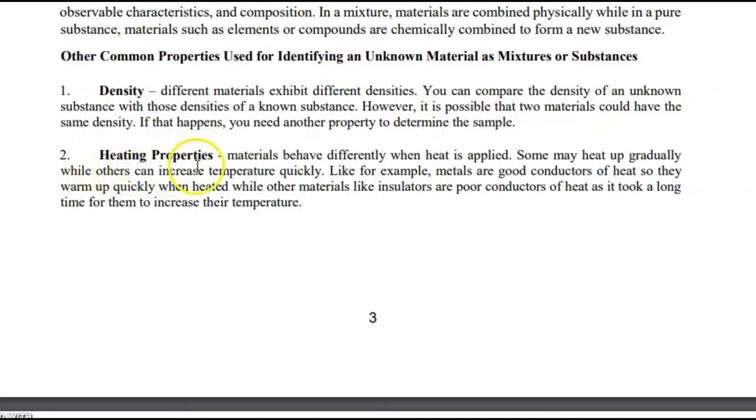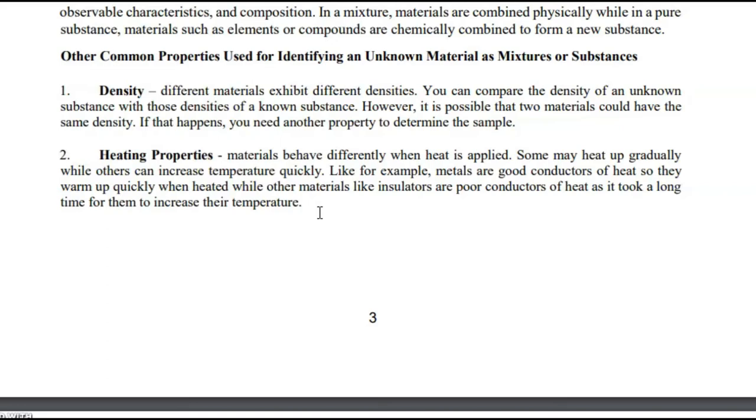Number 2 is heating properties. Materials behave differently when heat is applied. Some may heat up gradually while others can increase temperature quickly. For example, metals are good conductors of heat so they warm up quickly when heated, while other materials like insulators are poor conductors of heat as it takes a long time for them to increase their temperature. Review muna tayo ng ibig sabihin ng conductors and insulators. When we say conductors, they allow heat and current to pass through. While insulators naman, they do not allow the energy, yung current at saka heat, to pass through.